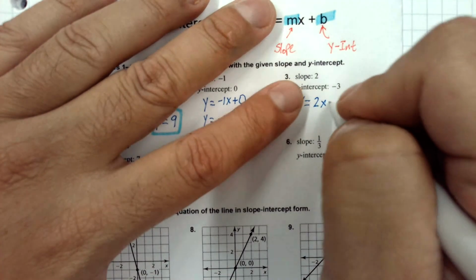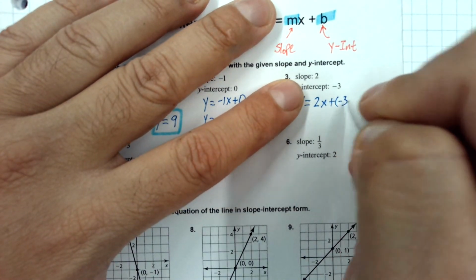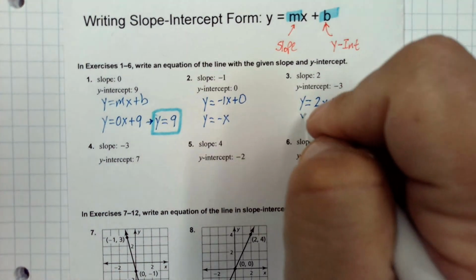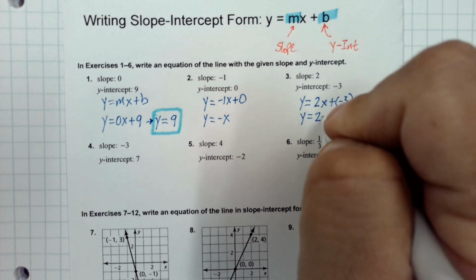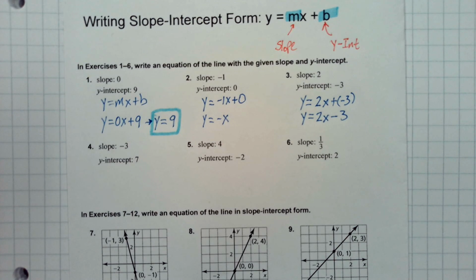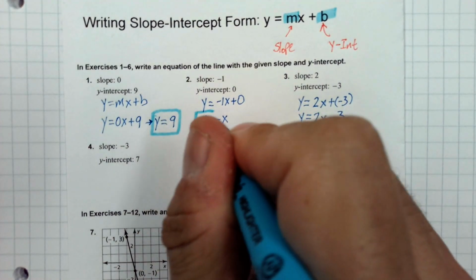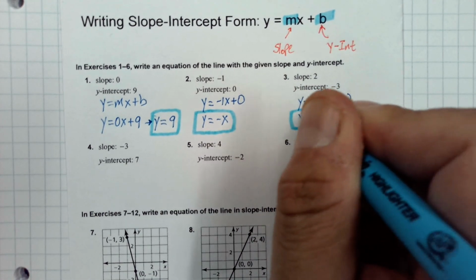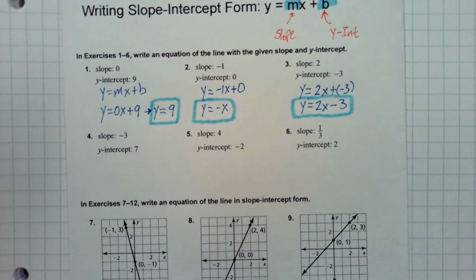Since this is our notes, maybe I'll show you this. But you're going to want to simplify that. You don't want to leave it as plus negative 3. Just write it as y equals 2x minus 3. Much cleaner, simpler, elegant. So I'm going to just box in my final answers. Okay. So I want you to try the last 3, 4, 5, and 8.